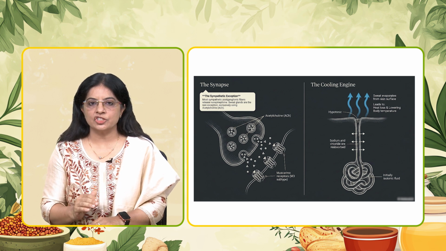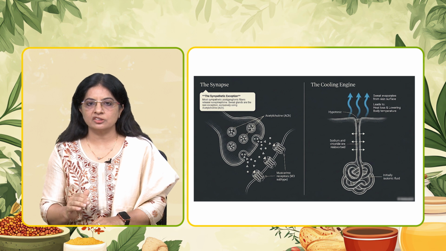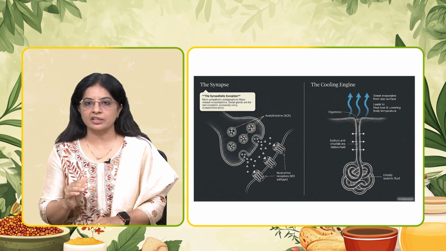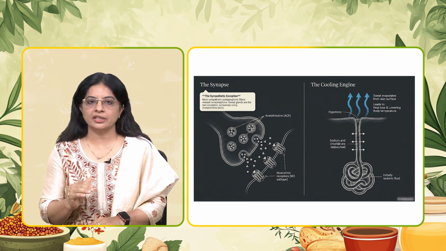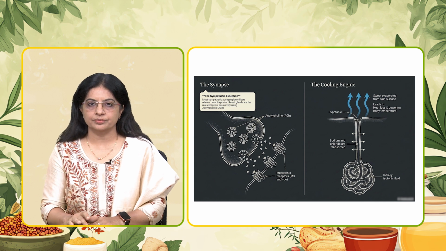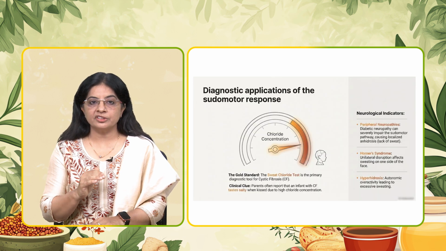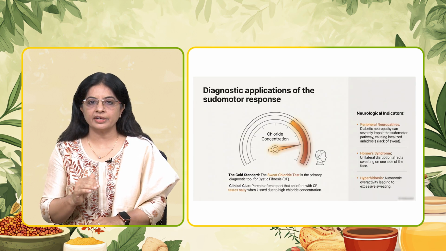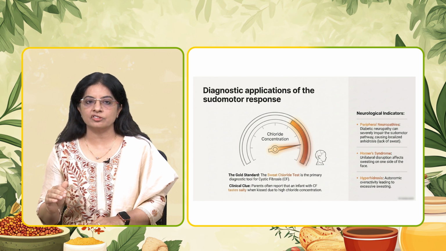Sweat is initially isotonic fluid. During passage through the ducts, sodium and chlorides are reabsorbed, making it hypotonic. Sweat evaporates from the skin surface and it leads to heat loss and lowering the body temperature. Now, see, besides thermoregulation, sweat has diagnostic importance also.